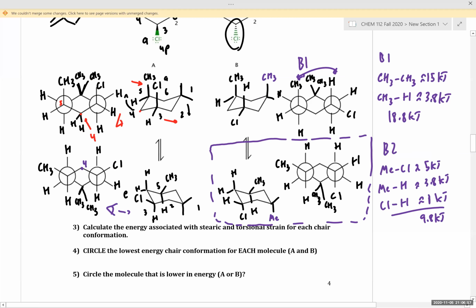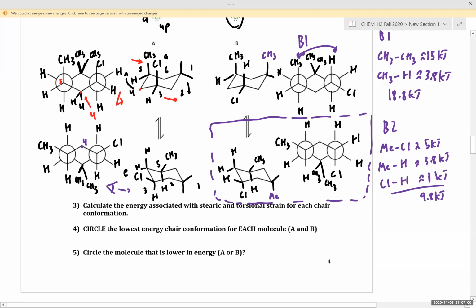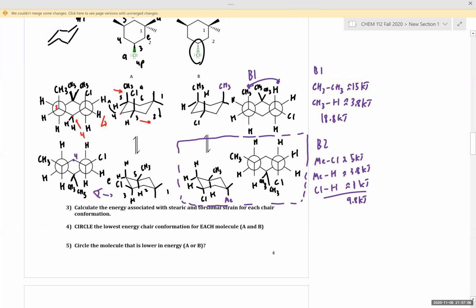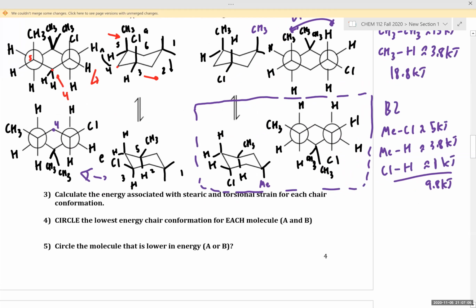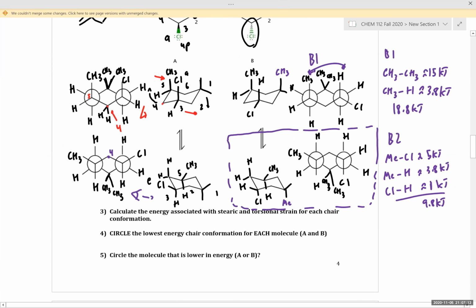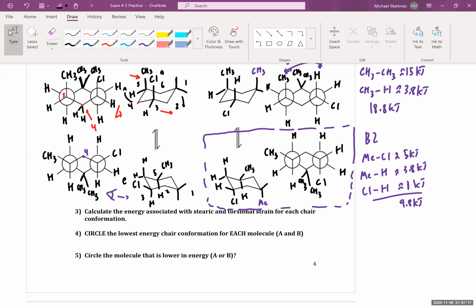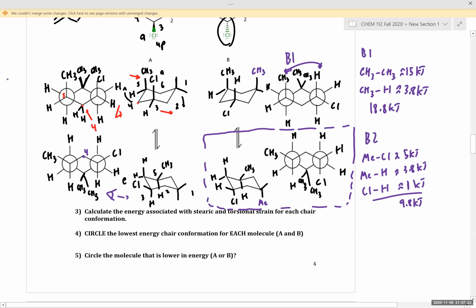Okay, so now that we have that established, let's look at A now. Let's look at each of our structures for molecule A. So let's look at A1. In this case, I see a methyl-methyl. I see a methyl chlorine. And I see 2 of them.